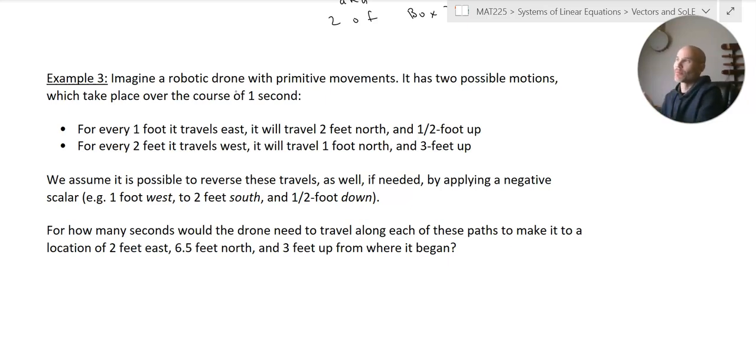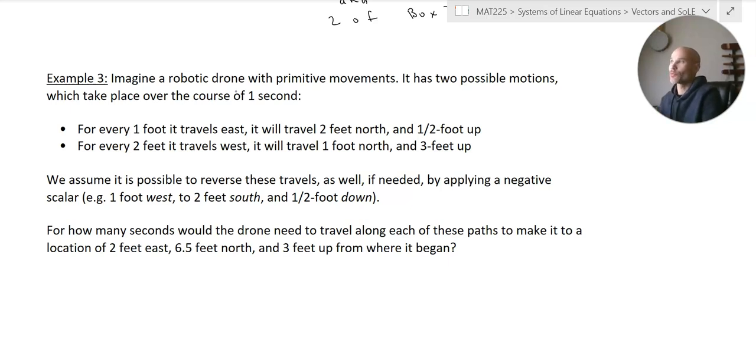So it has to maintain in proportion that for every 1 foot it travels east, it will travel 2 feet north and 1/2 foot up. So in three-dimensional space, there has to be a 1, 2, 1/2 relationship between the east, the north, and the up. Then it could also follow along another trajectory. It could go 2 feet west, 1 foot north, 3 feet up. So again, it has to maintain that proportion.